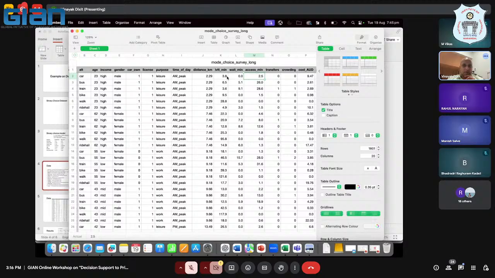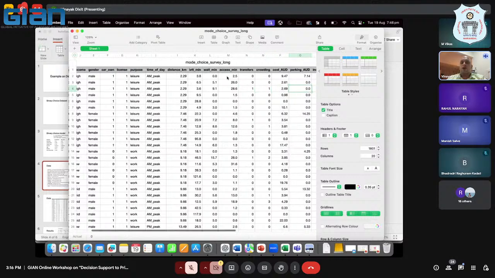This is the access time in minutes. How long does it take to access it? If you're walking, you just walk, so it doesn't take long to access the mode of walking. Bike takes less. Car takes less, but it might take longer to access bus and train. How many transfers? If you take a train, you need to transfer. Is there crowding or not? On the train, there is more crowding, like in Bombay. And what is the cost?